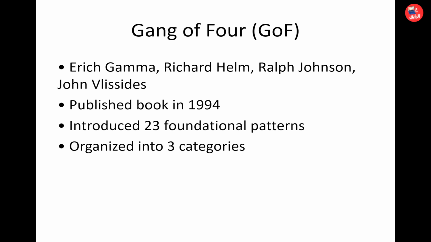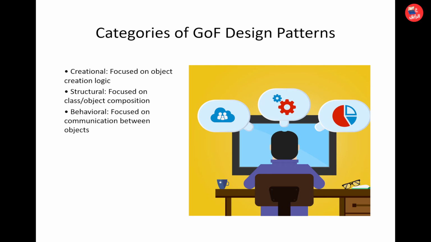Gang of Four. The Gang of Four are four authors: Erich Gamma, Richard Helm, Ralph Johnson, and John Vlissides. They published a book in 1994 that introduced 23 foundational patterns and organized these design patterns into 3 categories. The categories are creational, structural, and behavioral.